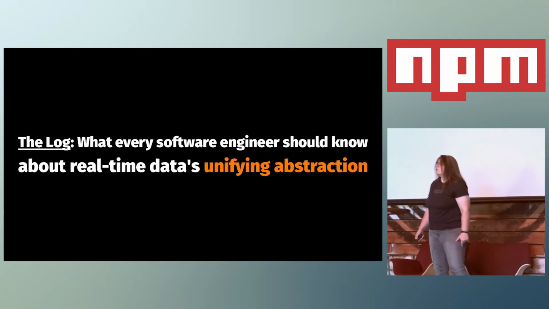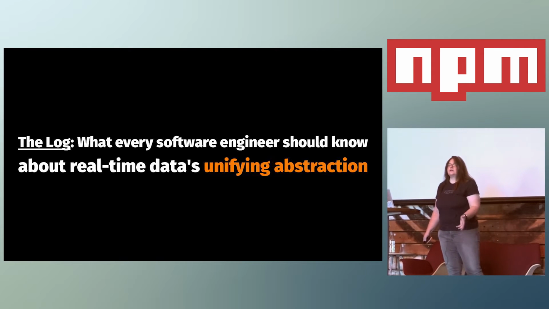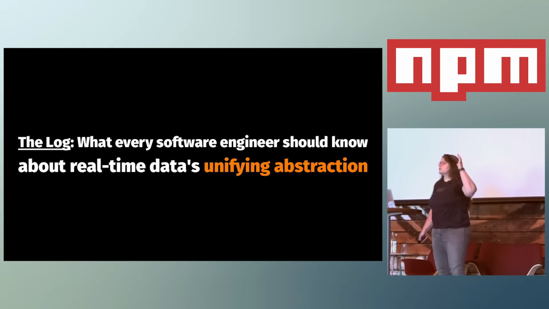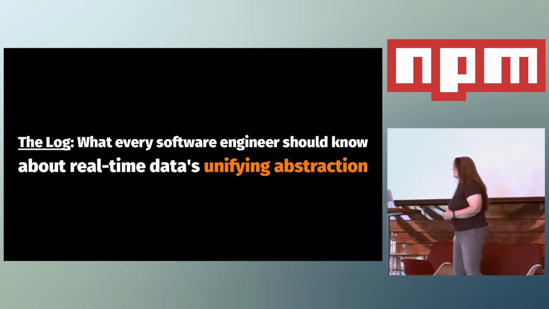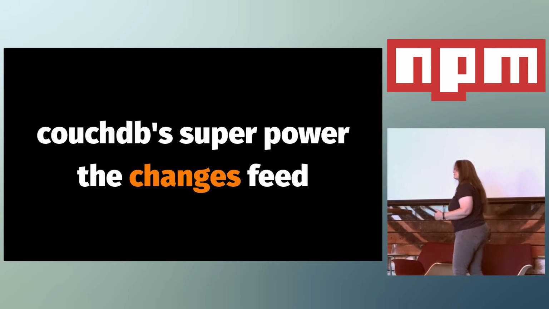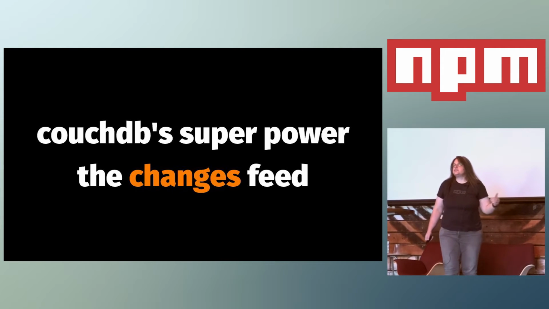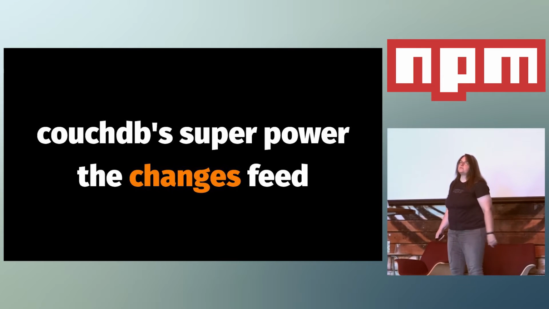The Log: What every software engineer should know about real-time data's unifying abstraction, written by a LinkedIn engineer. LinkedIn, of course, wrote this amazing thing. Well, LinkedIn is a really very highly scaled service. So we can learn a lot from LinkedIn. So CouchDB is the database at the heart of npm, and it has a superpower. You heard this superpower talked about earlier today. It is the changes feed.